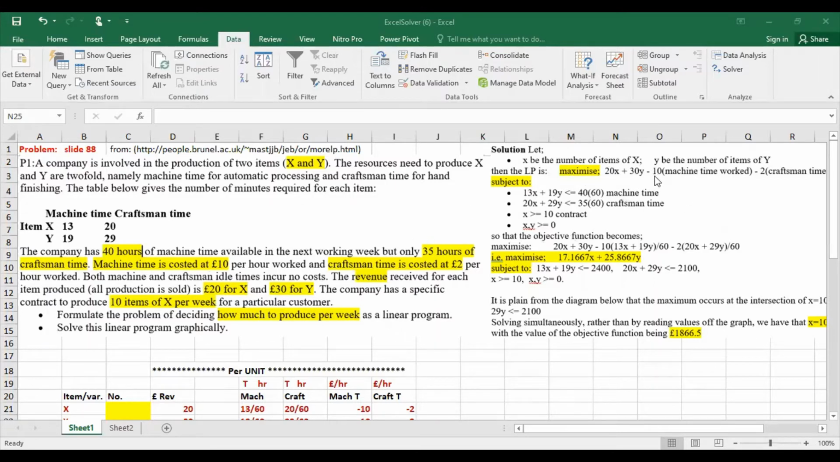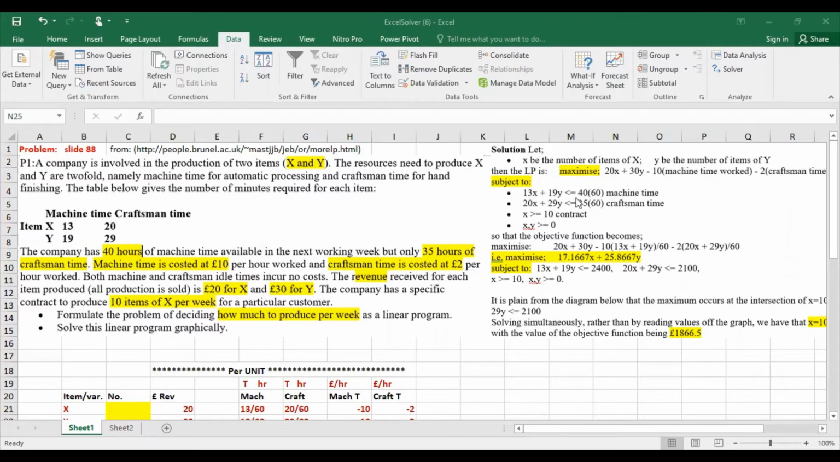Then you have to subtract the machine time work. You know the cost per hour is £10, so you put minus 10 times the machine time work, and minus 2 times the craftsman time, since it is £2 per hour, subject to what? There are some constraints. So what are the constraints? You have to take 13x for the machine time and 19y for the Y item.